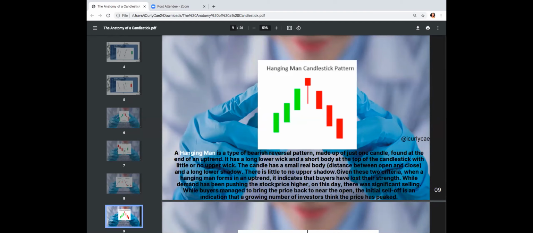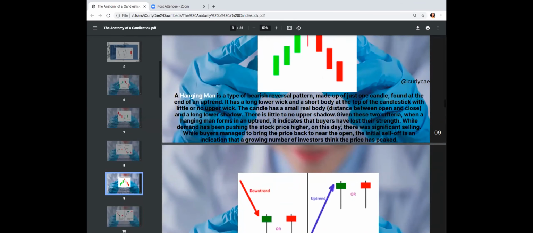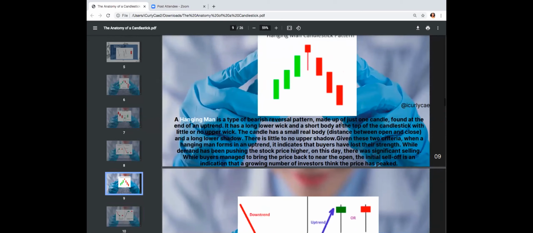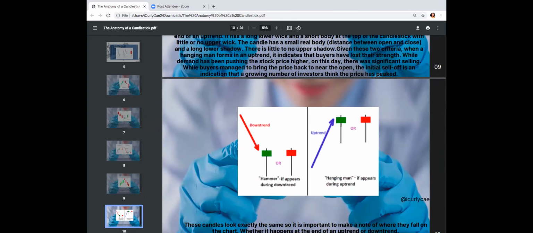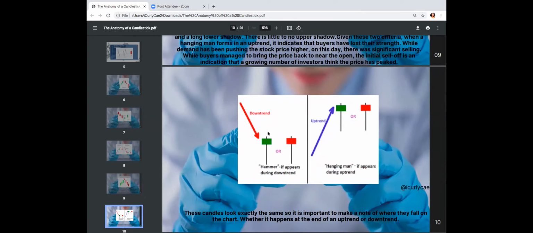While buyers managed to bring the price back near the open, the initial sell-off is an indication that a growing number of investors think the price has peaked. So whenever you notice this at the end of an uptrend, typically it may start to decline. Obviously in the trading world, that would be a good opportunity for you to enter puts. Just looking at the difference between the two, this is the hammer at the end of a downtrend. This is the hanging man at the end of an uptrend.